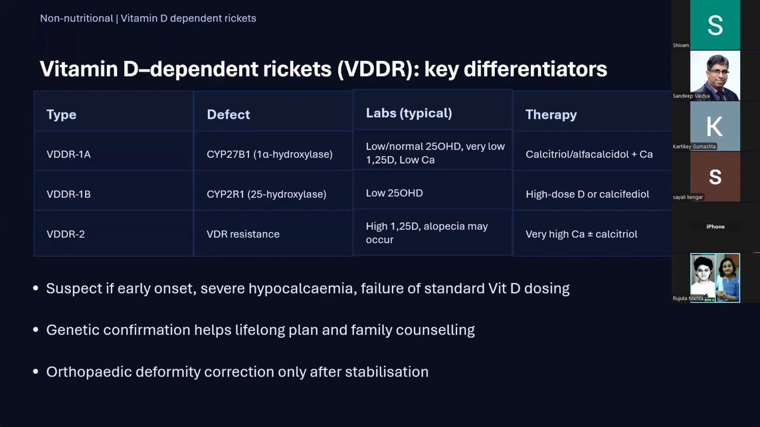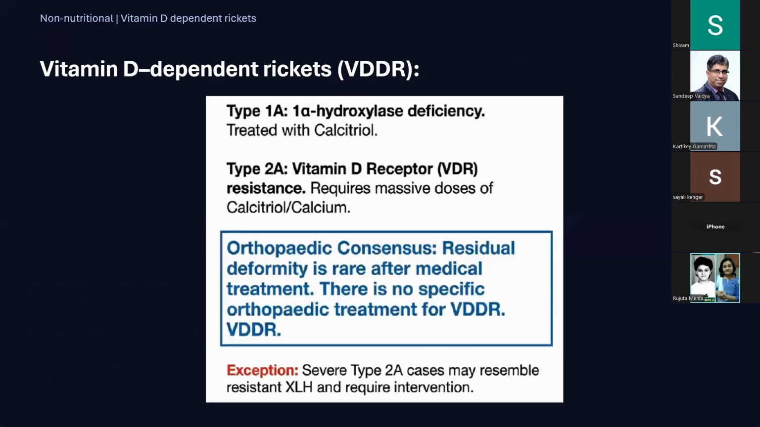Deformity correction should be done only after the stabilization of all the parameters. Type 2 basically requires massive doses of calcitriol and calcium, and it resembles the resistant type of X-linked hypophosphatemia, and it may also require intervention.